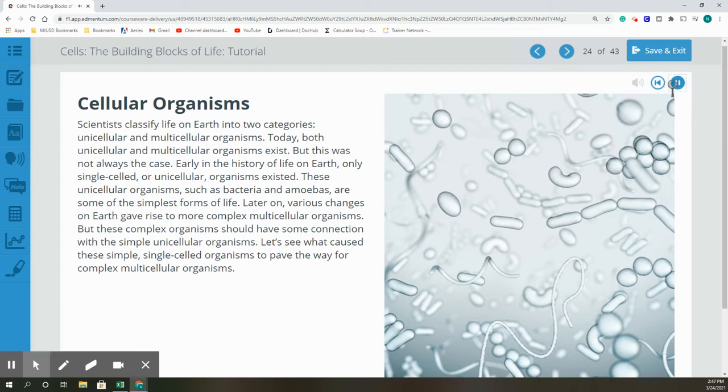Cellular organisms. Scientists classify life on Earth into two categories: unicellular and multicellular organisms. Today, both unicellular and multicellular organisms exist, but this was not always the case. Early in the history of life on Earth, only single-celled or unicellular organisms existed. These unicellular organisms, such as bacteria and amoebas, are some of the simplest forms of life.